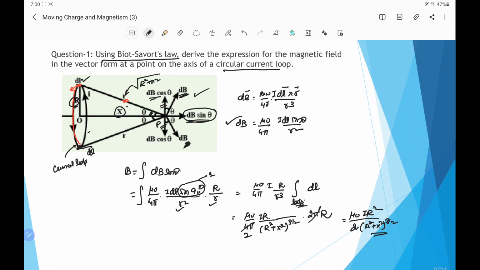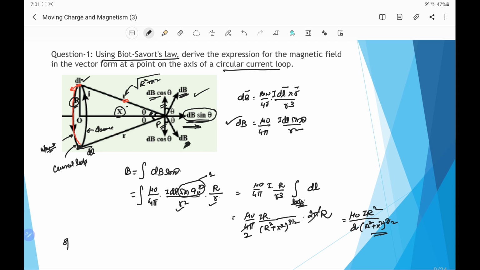If we are taking this side using the upward direction and this in downward, then by using the right hand screw rule, the magnetic field will be in the direction along the axis and outward from the loop. So using Biot-Savart's law, we have found the magnetic field due to the current loop at an axial point.